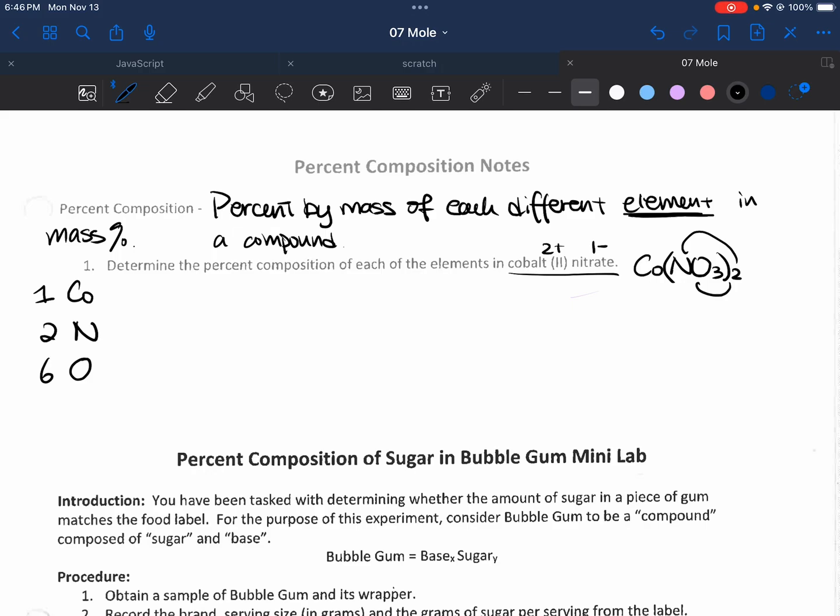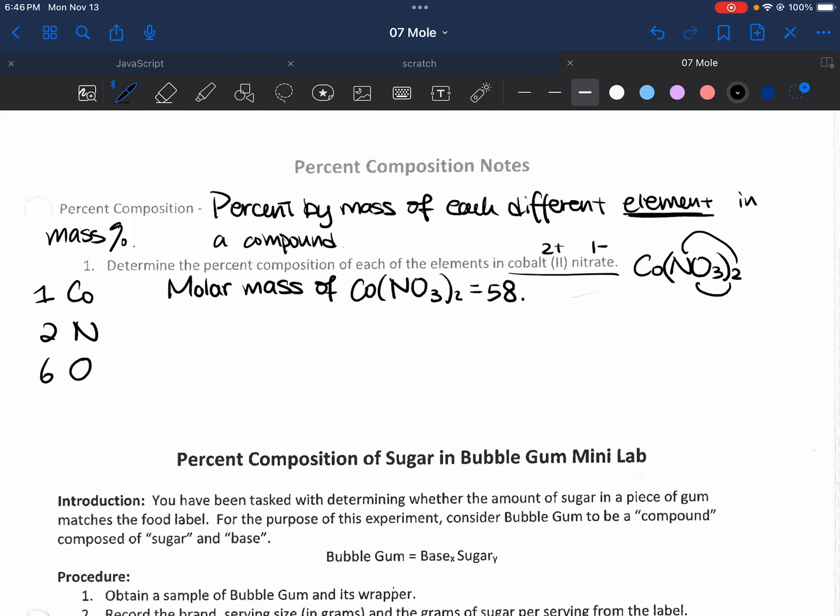Okay, so if we are trying to find the part of each of these elements in this entire compound, we must first find out how much this compound weighs, right? We need the total of this compound, and that we already know how to do. It's just the molar mass of cobalt nitrate, which is Co(NO3)2. Okay, how do we calculate that? If you want, take a second, pause the video and calculate it on your own, and then compare your answers to mine.